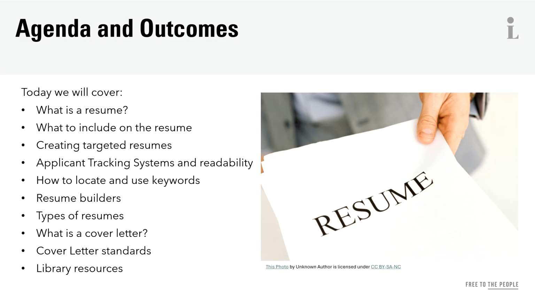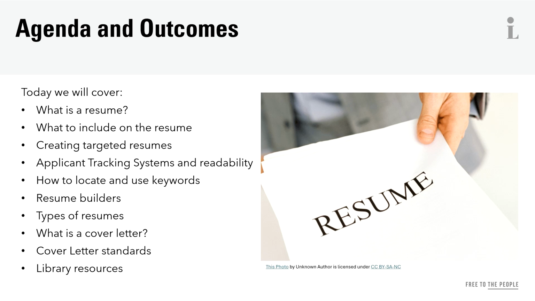We'll also explore applicant tracking systems, otherwise known as ATSs, which are software that many employers use to screen resumes. I'll share tips to help make sure that your resume is readable and passes through these systems. A big part of that process is understanding how to find and use keywords effectively so that your resume aligns with the job description and has a better chance of being seen by a human recruiter. We will identify keywords using actual examples.